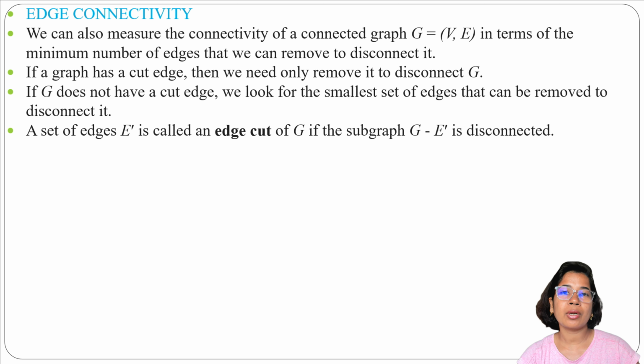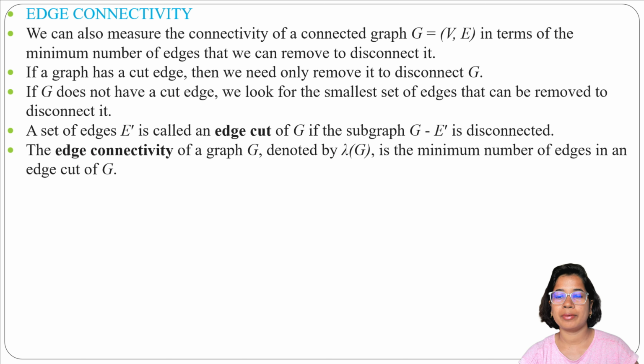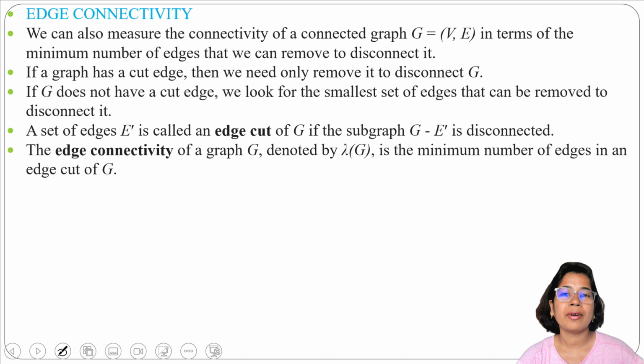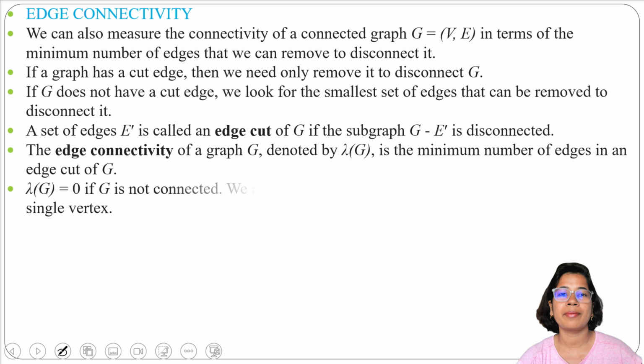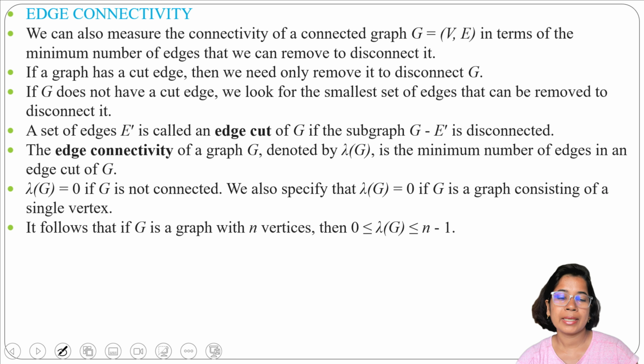And the minimum number of edges in an edge cut is called edge connectivity, and edge connectivity can be denoted by gamma of G. The minimum number of edges in an edge cut we can represent by gamma of G. Gamma of G equals 0 if the graph is disconnected or it has a single vertex. Edge connectivity lies between 0 and n minus 1 if n is the number of vertices.